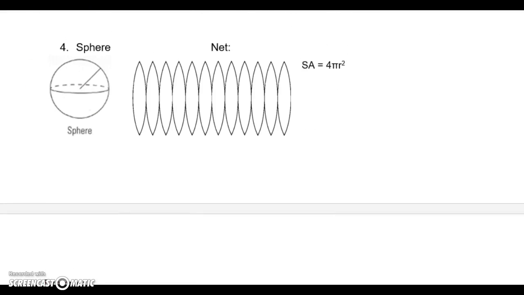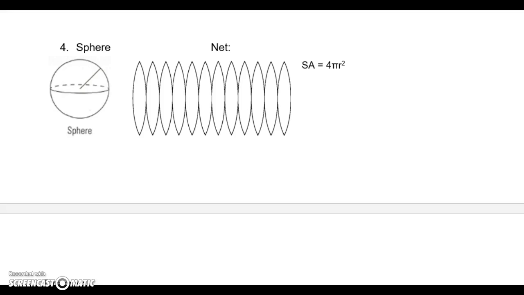Moving on to our fourth shape. Here we have a sphere. This one has a super complicated net, but if you were to cut it out and then tape everything together or glue it, you would find that we get what a sphere looks like. Looking at our formula, there's really no easy way to put it other than just giving it to you. Your surface area is equal to 4 pi r squared.